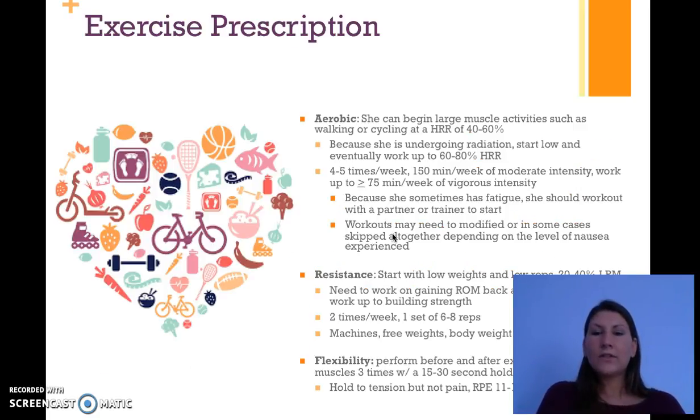So for aerobic exercise, she'll want to begin large muscle activities such as walking or cycling at a heart rate reserve of 40 to 60%. And because she's undergoing radiation, we're going to start with that lower percentage and eventually work up to 68 to 80% of heart rate reserve. She'll do that 4 to 5 times a week, 150 minutes a week at that moderate intensity, and eventually work up to greater than or equal to 75 minutes a week of vigorous intensity.